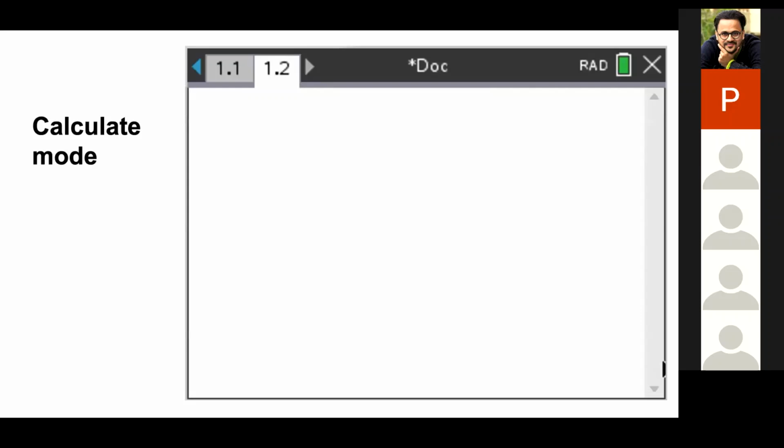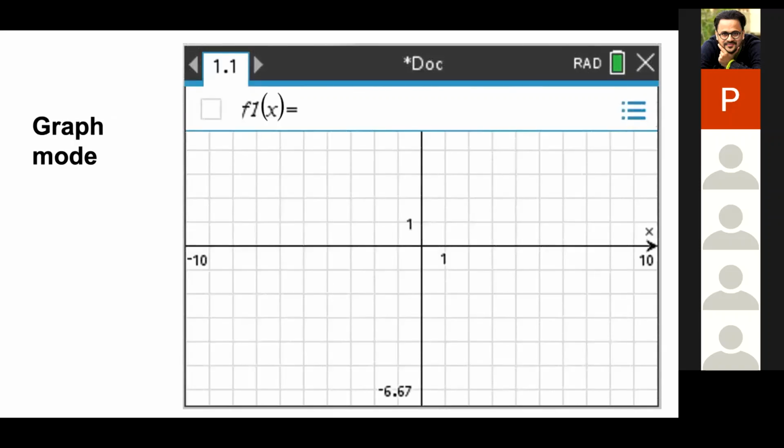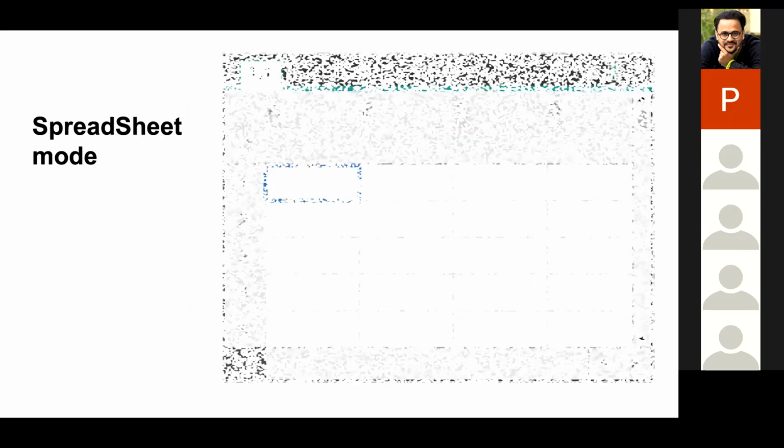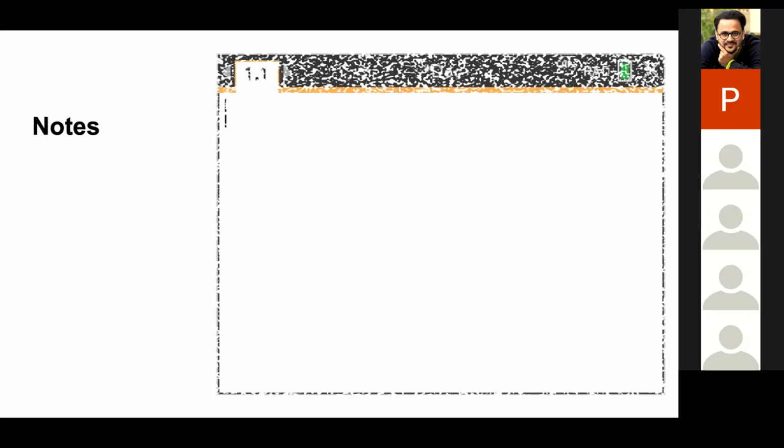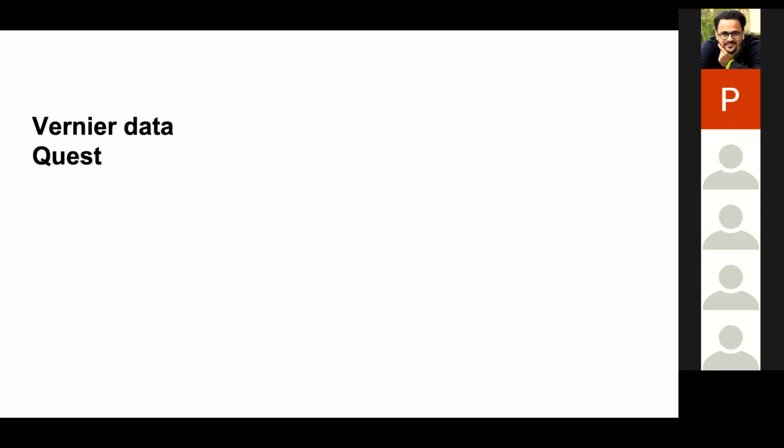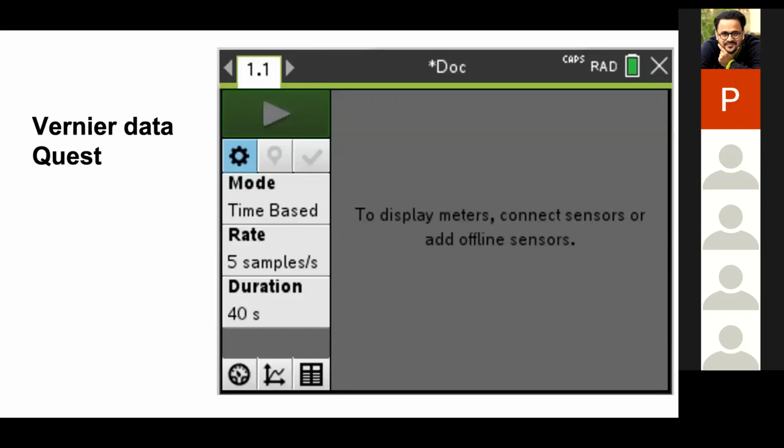This is calculator mode. Here the important thing is that while doing the calculation of trigonometry, you can see on the right upper corner RAD written, meaning radian, and you can change it into degree also as per the requirement. But trigonometric graphs must be done in radian mode only. This is graph, geometry, spreadsheet, and statistics mode. Here you are able to make a regression graph. You can prepare notes. And this is the additional feature here, Vernier DataQuest. There are sensors available. You can use these sensors, and then you can automatically record the data.